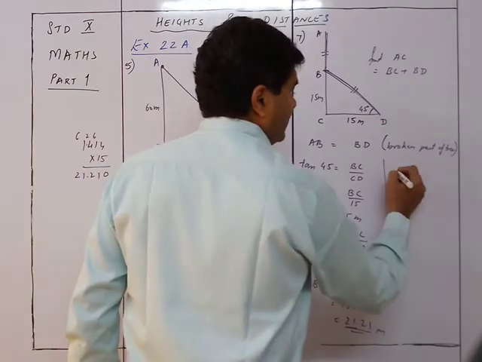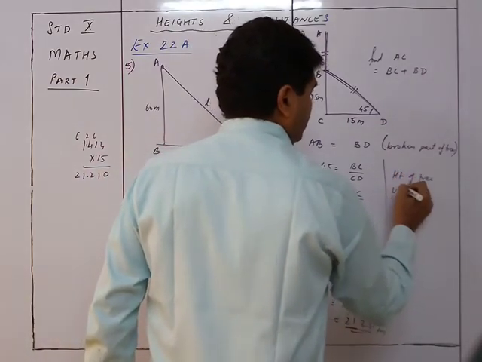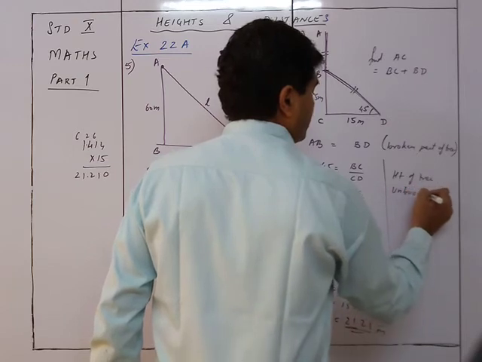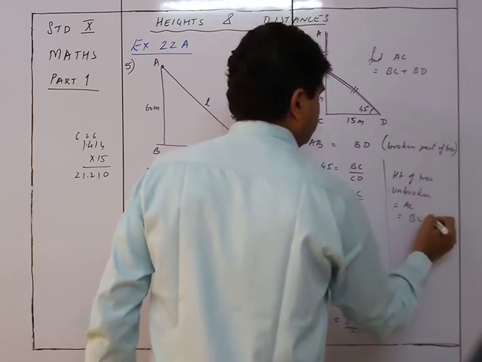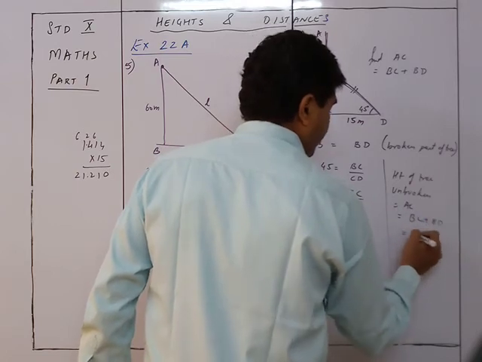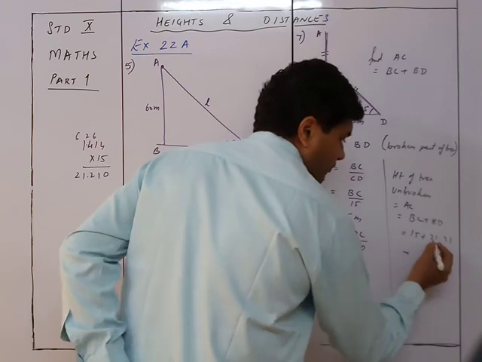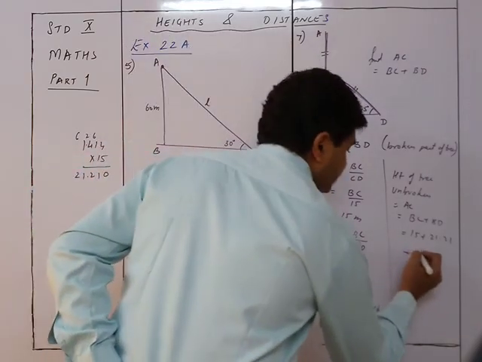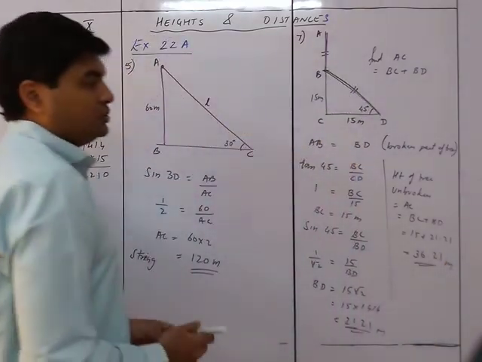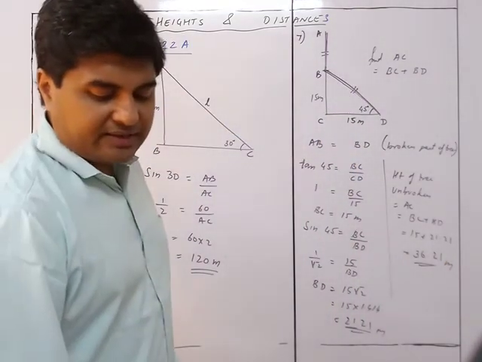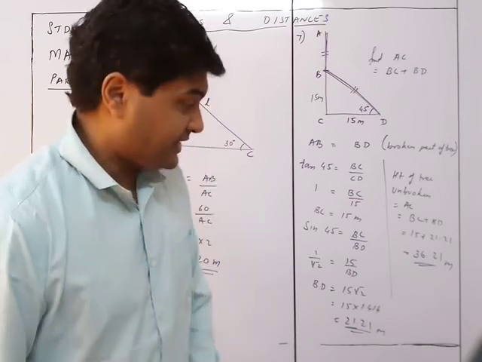We need to find out the height of the tree. So therefore, the height of the unbroken tree is equal to AC, which is BC plus BD, equal to 15 plus 21.21, which is 36.21 meters. So the height of the tree will be 36.21 meters for sum number 7.